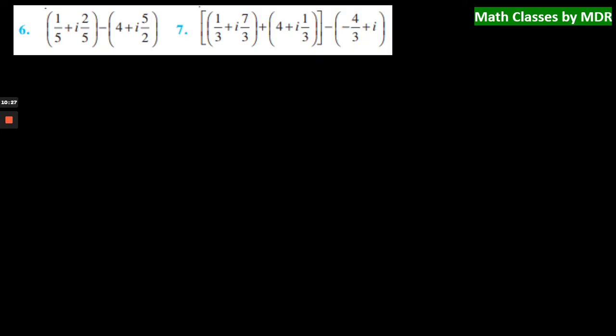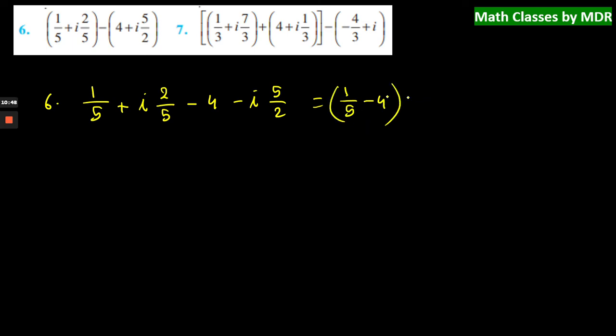Now let's see this sixth one. It is very much similar to the above problem. That is 1 by 5 plus i into 2 by 5 minus, you take minus into the bracket, so minus 4 minus i 5 by 2. So 1 by 5 minus 4 is one part, and plus i into 2 by 5 minus 5 by 2 is another part.